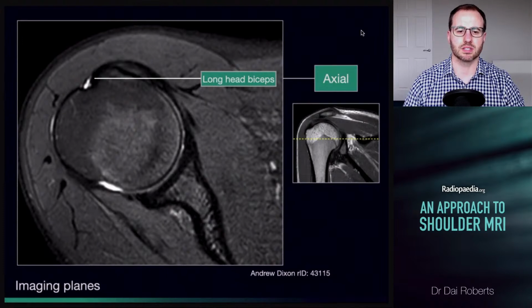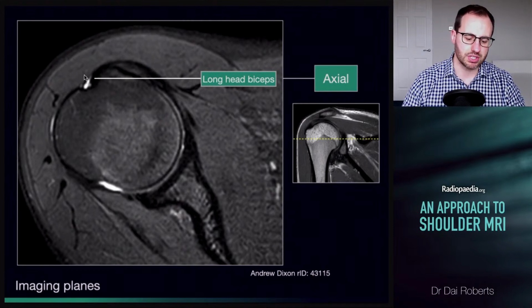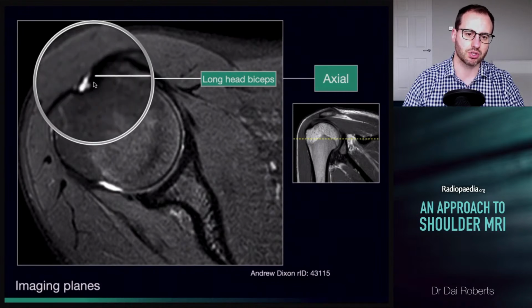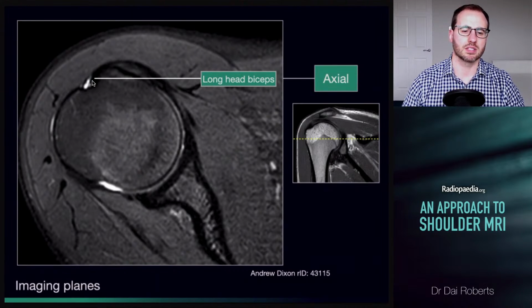To start with the axials, I've labelled a couple of the important structures on the next couple of slides, and then in the smaller box you'll be able to see the reference point on a different orientation with this yellow dotted line. The first thing I tend to do is to see whether or not the patient has been scanned in external rotation. And we do that by looking at the proximal long head of biceps within the bicipital groove, which is labelled here, and we can see that nice dot of low signal structure there. And this tells us that the patient has been scanned in this external rotation position.